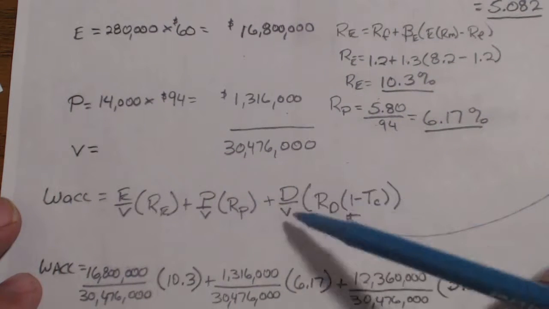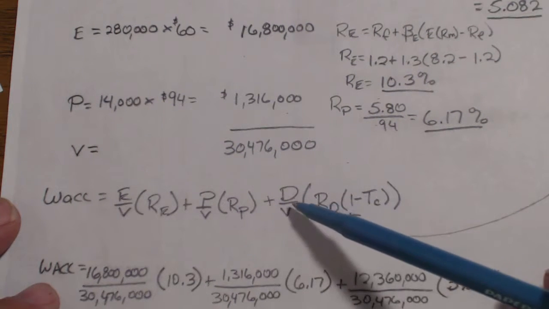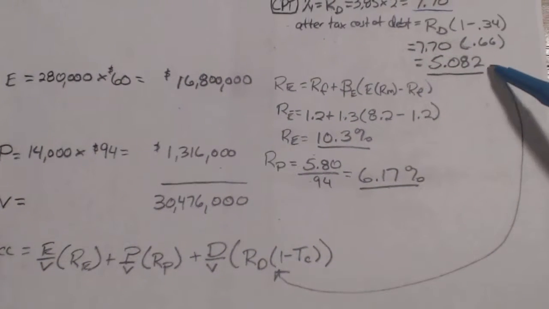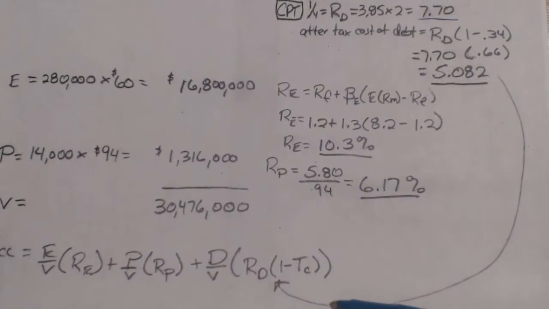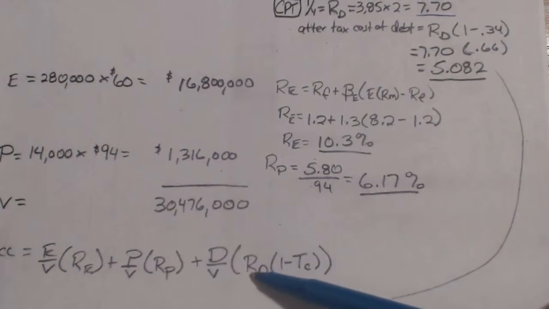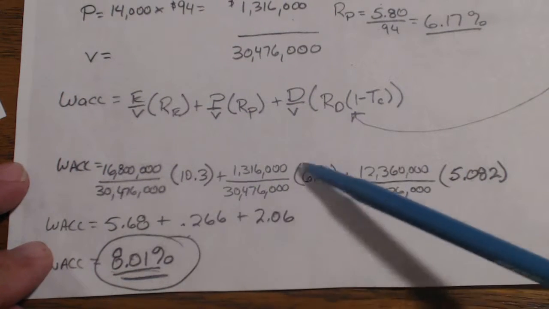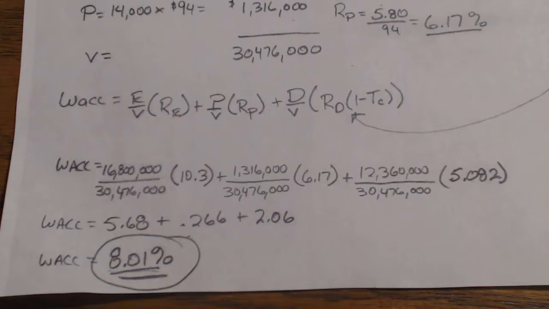Plus the weight for the preferred times the return for the preferred, plus the weight for the debt times the after-tax return. We already did the after-tax calculation up here, so we can just plug this number in for this whole thing right here. Just do the weights on it, multiply times the return, and you get 8.01% for WACC. Pretty straightforward. That's Business 342, page 89, problem number 12.